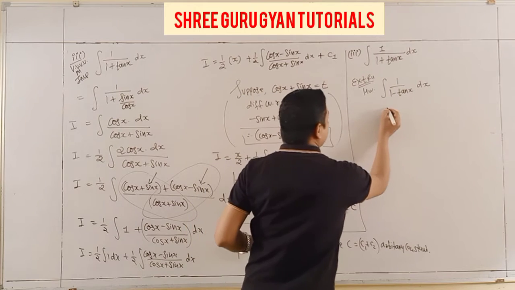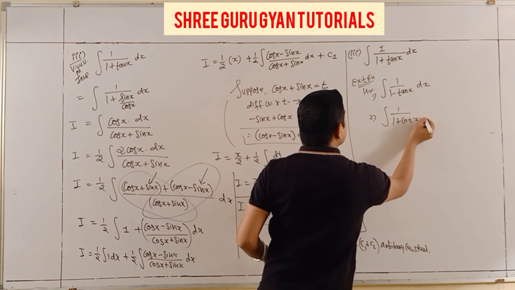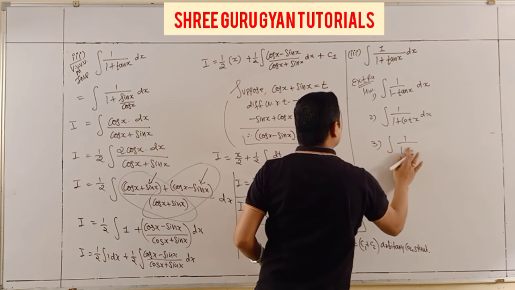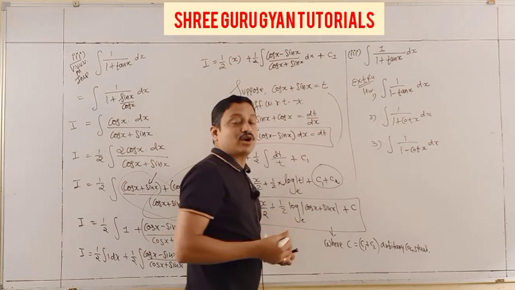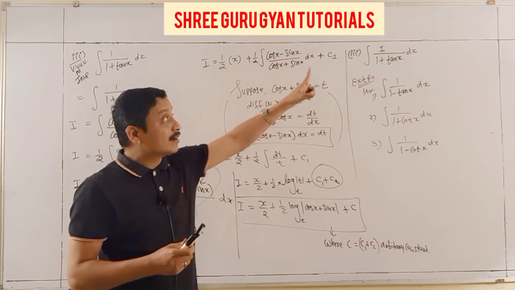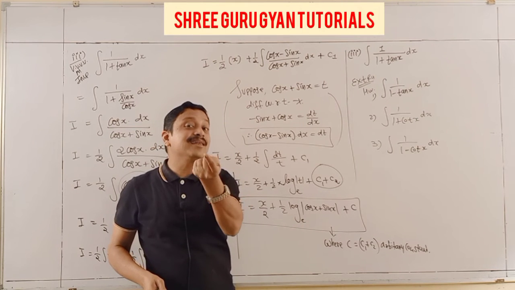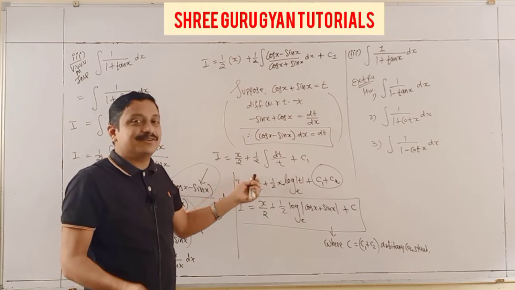One more: 1 upon 1 plus cot x. And one more: 1 upon 1 minus cot x. Students, these three numericals and the one given, all four are most important. They may be asked at MCQ level, mistake level, or board level.